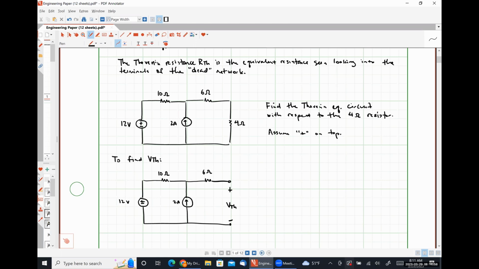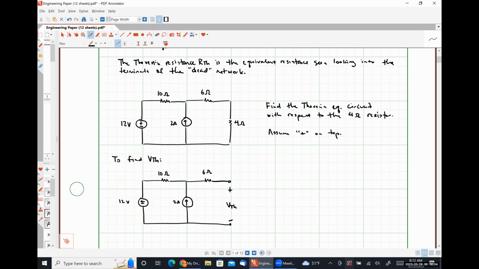Do you guys have any thoughts on how we might solve for this voltage? KVL. KVL is what I would use here. But in order to apply it, we need to make a couple of observations. So let's make some observations.